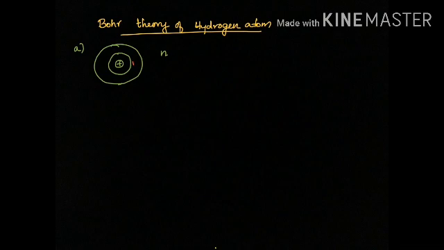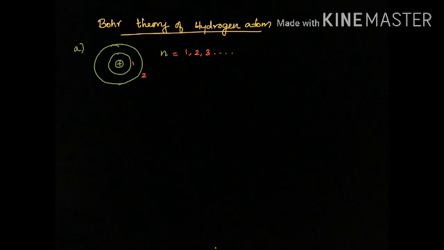So the second orbit, which is staying next to the first orbit, we name it as 2. Likewise it will go on, then it will have 3, 4, 5, 6. The orbit which is closer to the nucleus is 1. So n has a value of 1, 2, 3, etc.